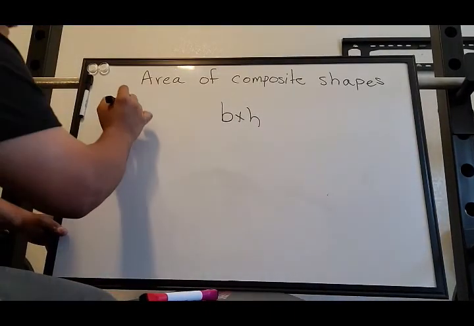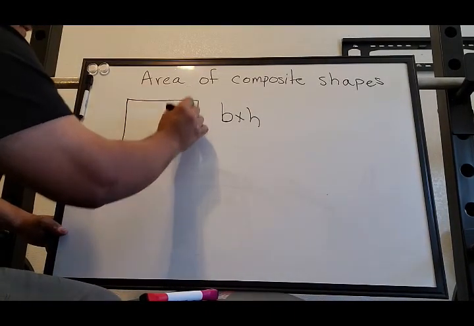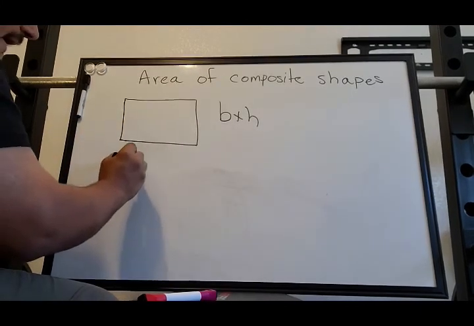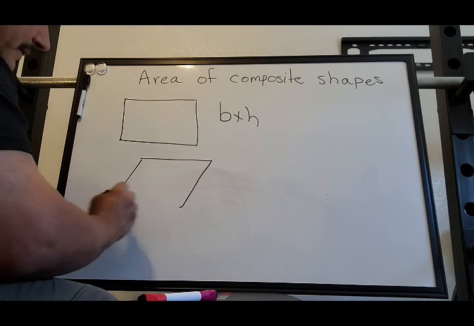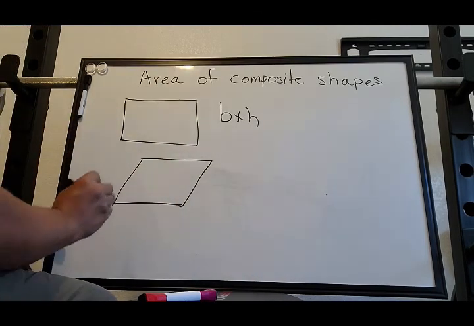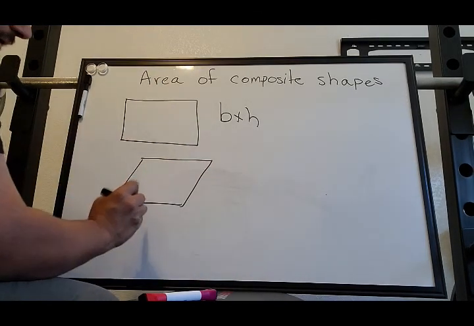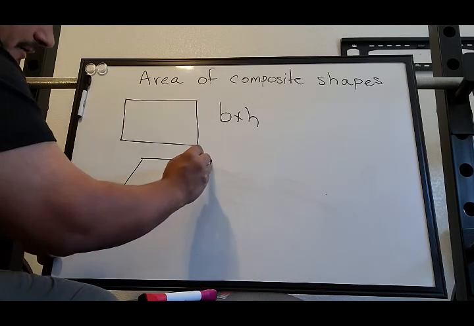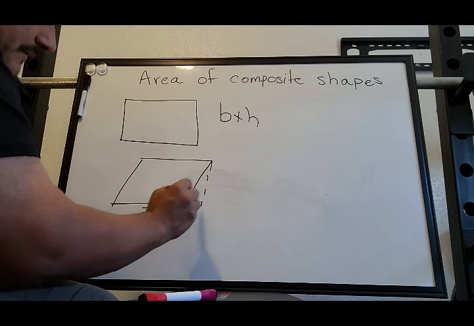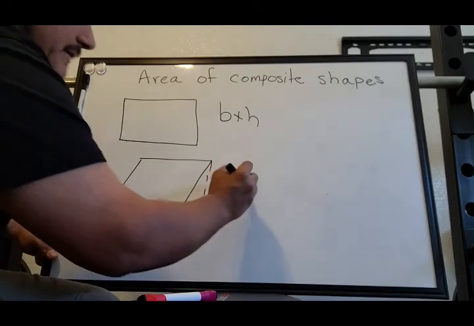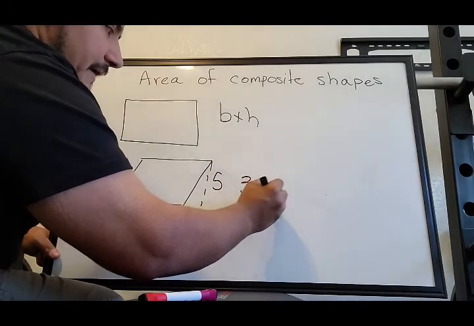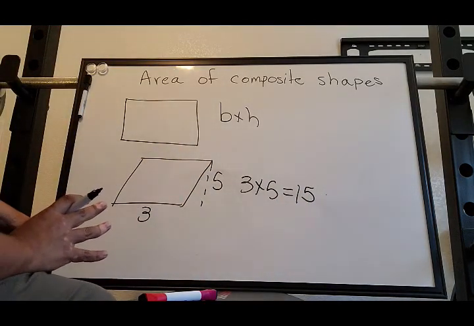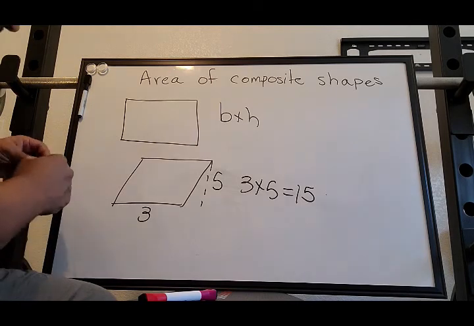We also learned that the area of any rectangular shape, it could be either a rectangle or a parallelogram, is base times height. Let's say this parallelogram, so we can do something different, is 3 and our height is 5. We get 3 times 5 equals 15. So the area of our parallelogram would have been 15.